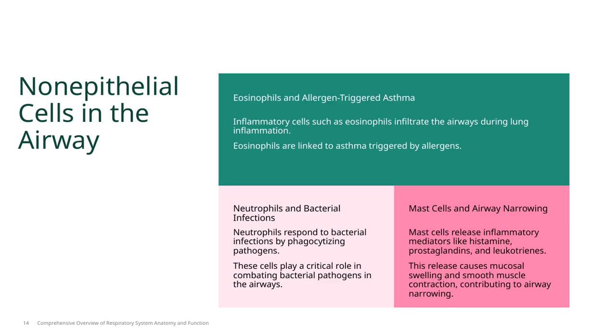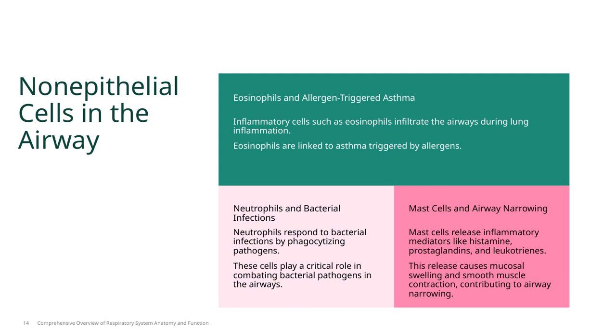Next, we have neutrophils, which respond primarily to bacterial infections. They act by phagocytizing or engulfing pathogens, playing a critical role in fighting off bacterial invaders in the airways. Their action is essential in preventing bacterial infections from worsening or spreading.